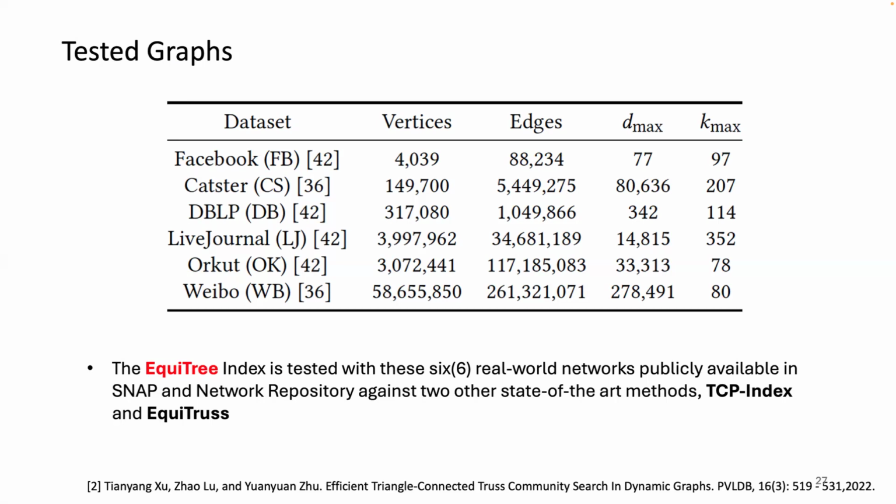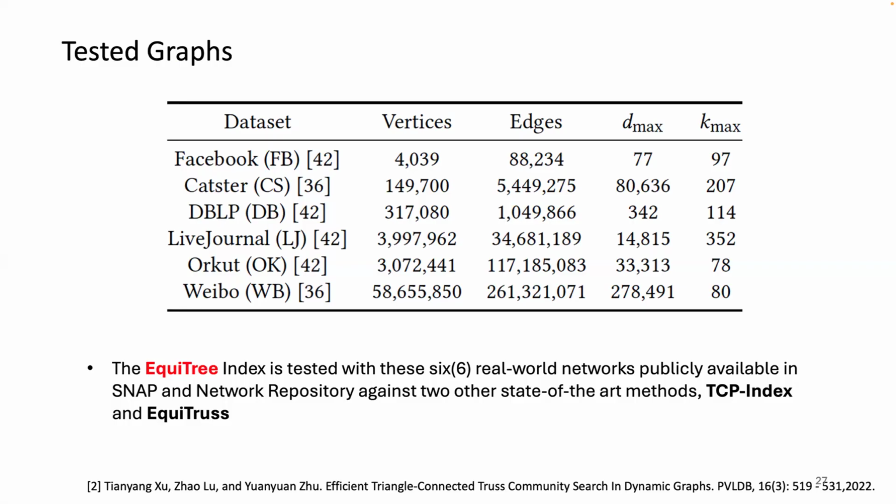Like I explained earlier, the Equitruss only stopped at the equivalence class conversion, which is actually better than the entire graph, but it could also be better. So the Equitree went further than the equivalence class, so it performed better than that.